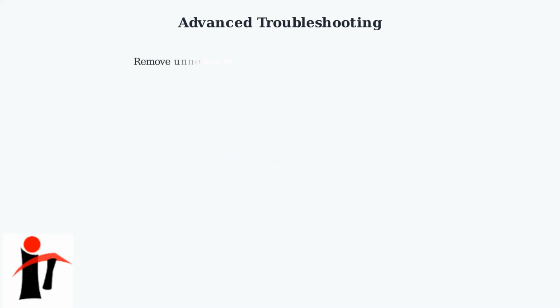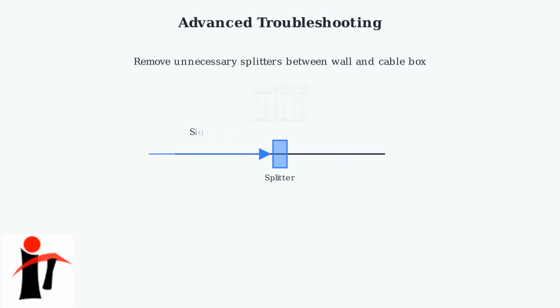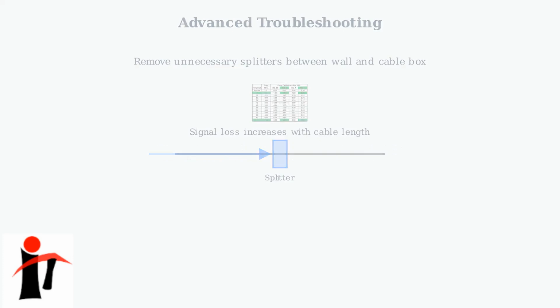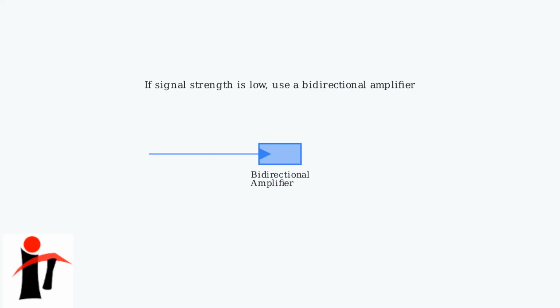If basic troubleshooting doesn't work, delve deeper by removing any unnecessary splitters between the wall and the cable box, as they weaken the signal. If signal strength is consistently low, consider using a bidirectional amplifier to boost the signal.